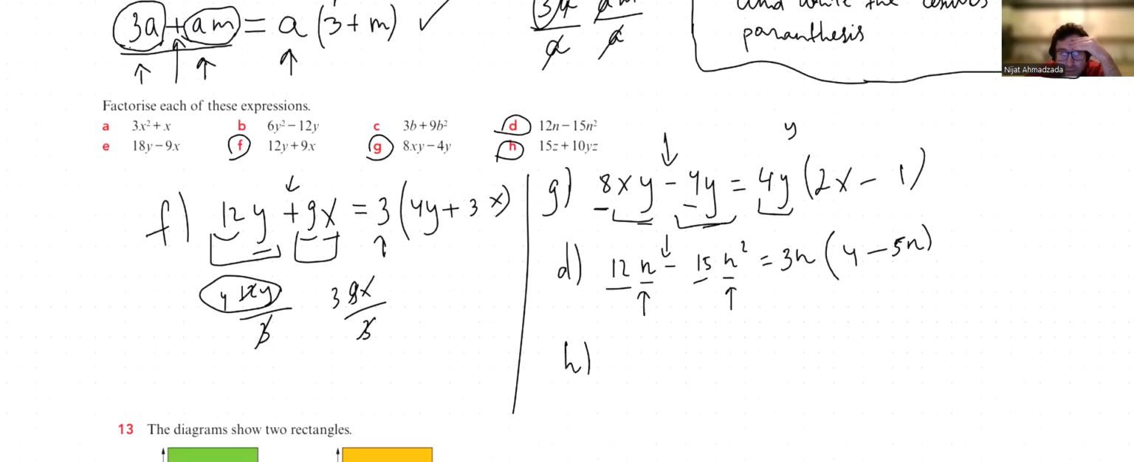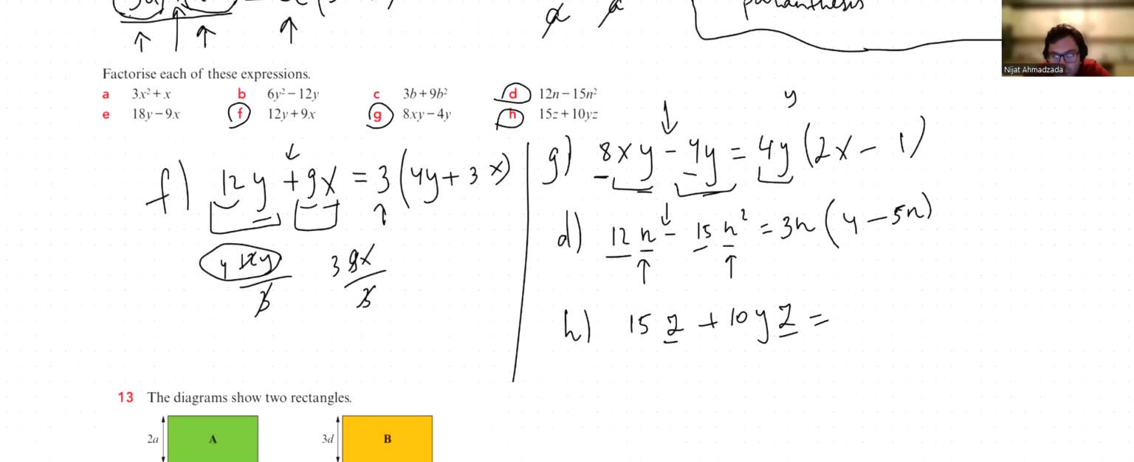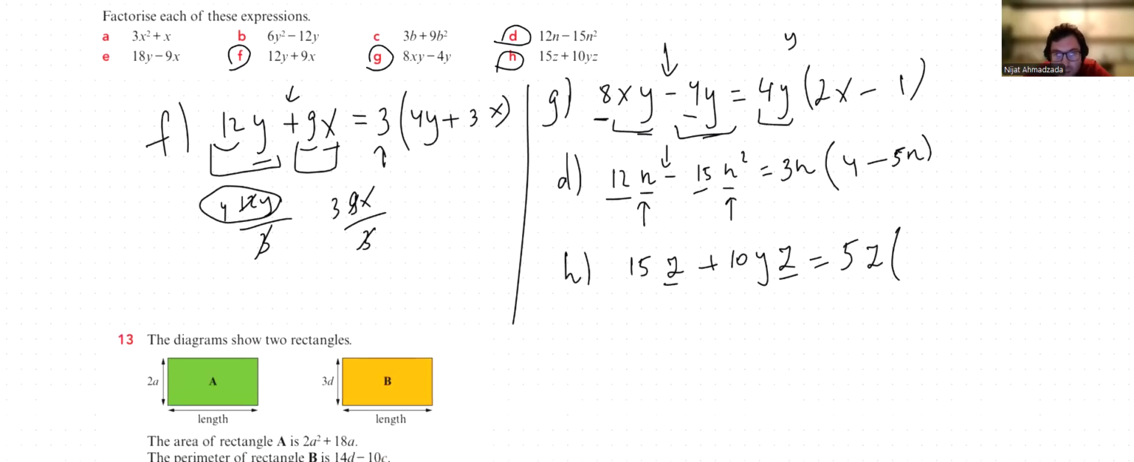We got 15z plus 10yz. I already see that this z is common. And from 15 and 10, I know that 5 is common. So I got 5z. First step is done. I open the bracket. Second step is done. And now I'm going to divide 15z by 5z. So z's are done. 15, 5, I got 3.